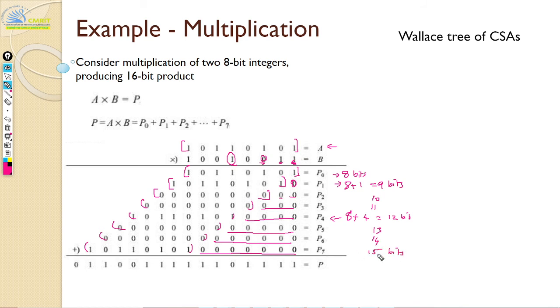Each one will be that many bits long, and when you do all the addition, finally, okay, you will have one more carry, so it makes it a 16-bit product. Okay, so this is how, when you multiply two 8-bit numbers, you get a 16-bit number. Clear? So this is clear, right?